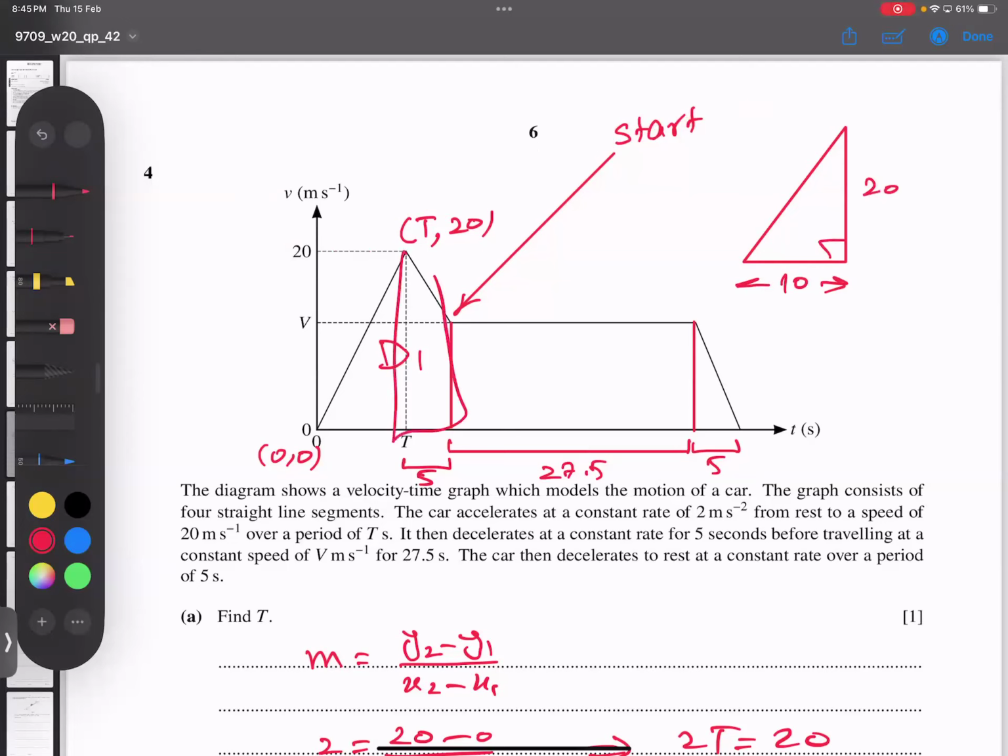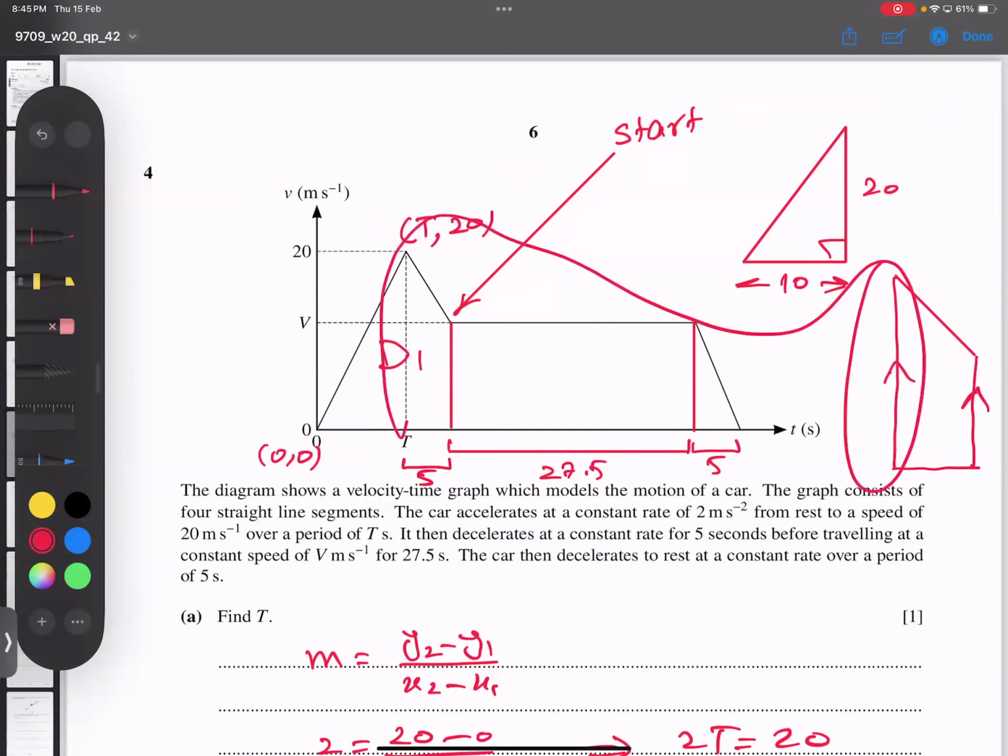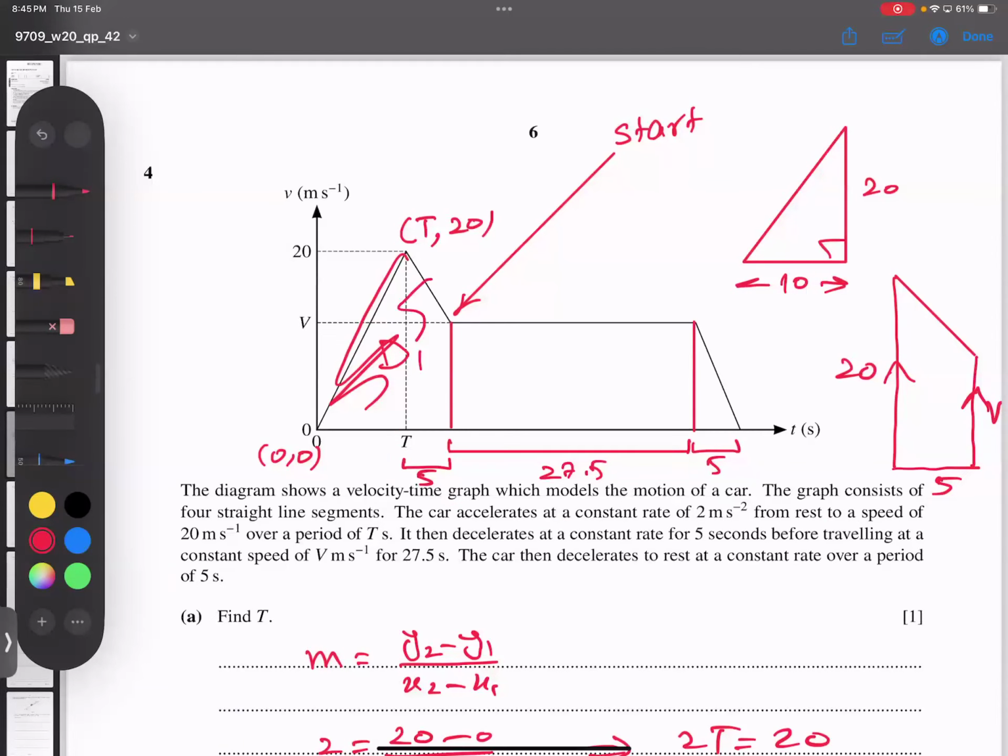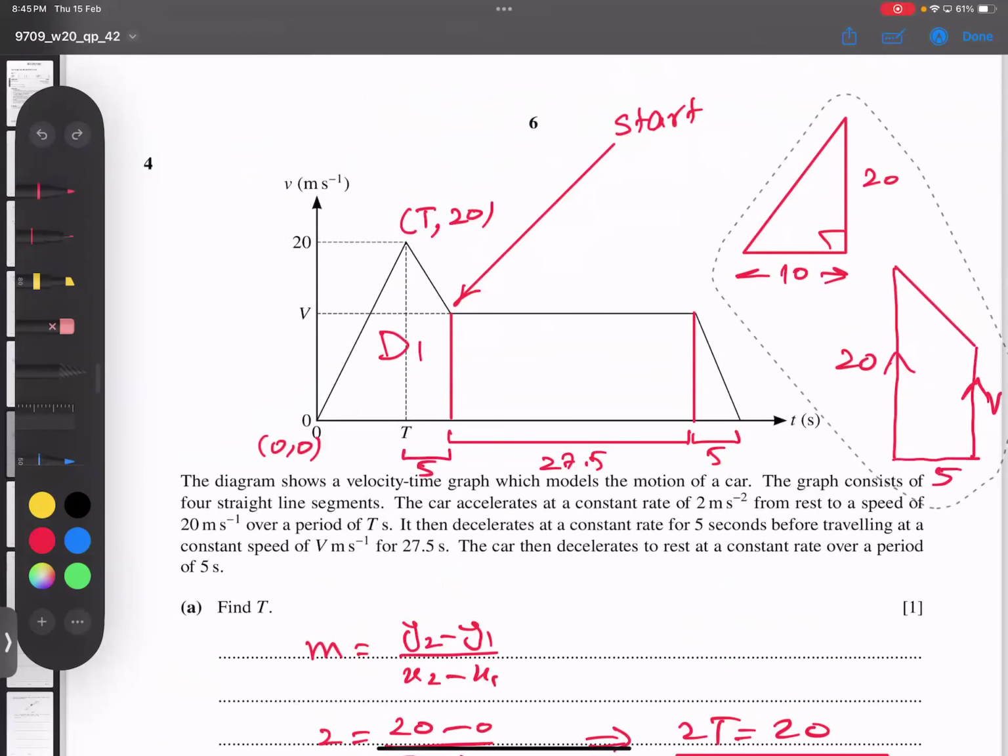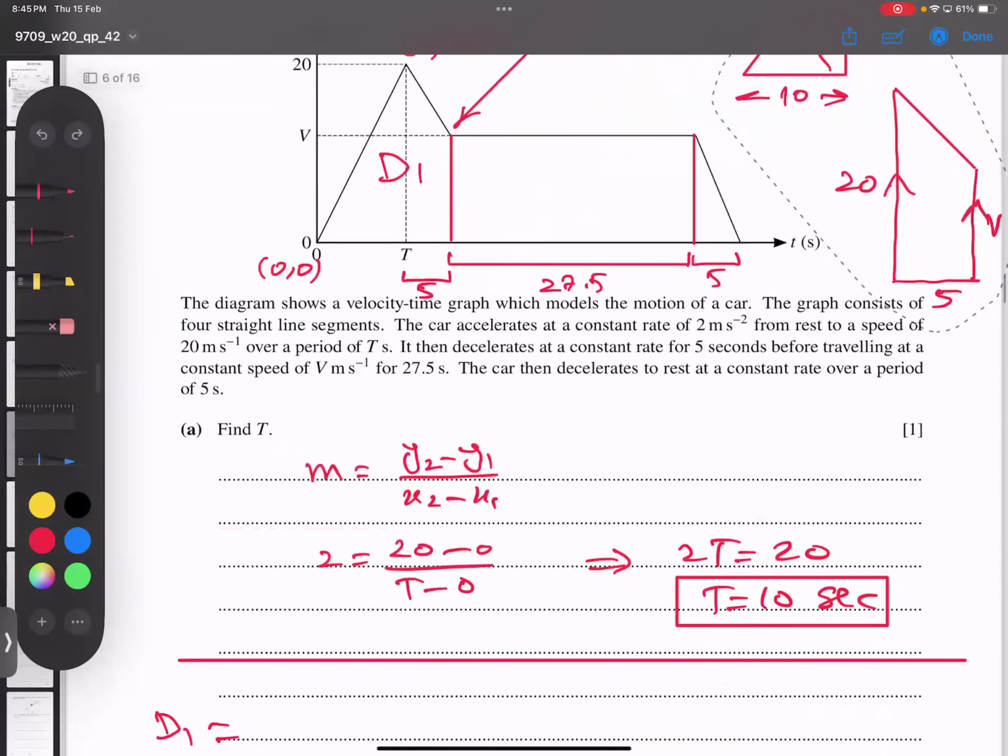Now I'll talk about the trapezium. I make the trapezium again. These two sides are parallel to each other. This is the whole length, 20, and this is V. The gap between them is 5. If I add this triangle and trapezium, we get D1. So I'm finding D1 now, and I bring both diagrams below. Have a look now.